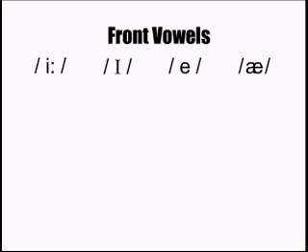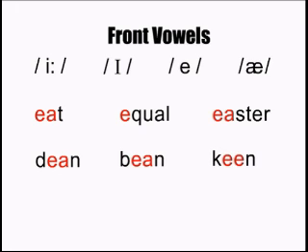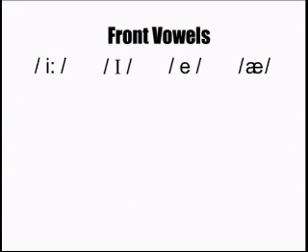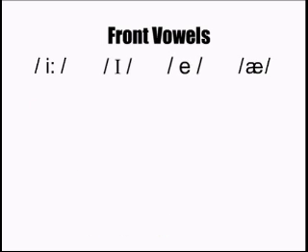Ee comes initially as in eat, equal, Easter, medially as in dean, bean, keen, and finally as in see, be. Ih comes initially as in in, it, medially as in myth, lyrics, sing, and finally as in friendly, pretty.